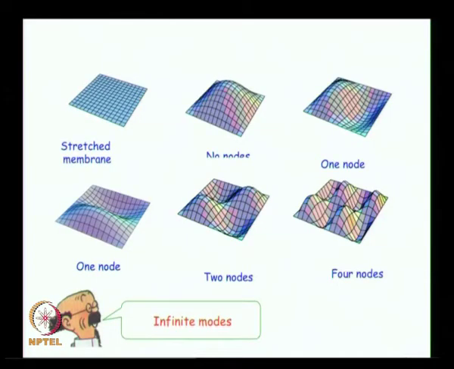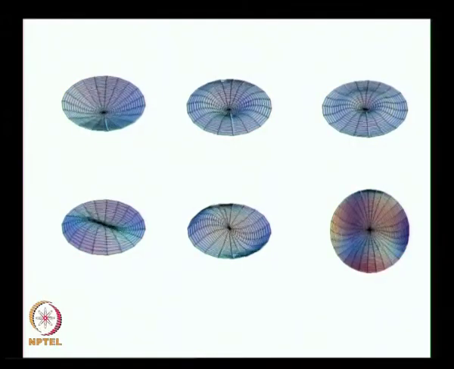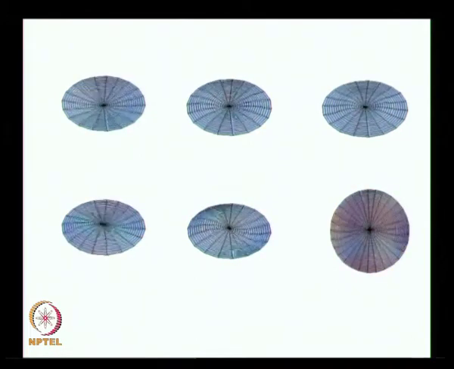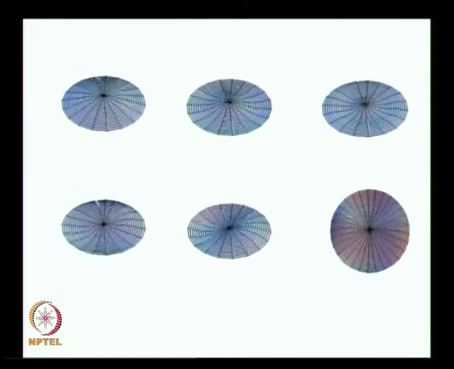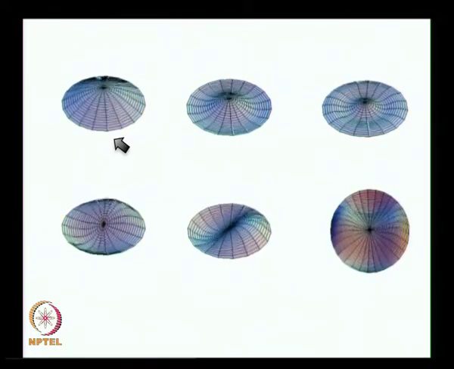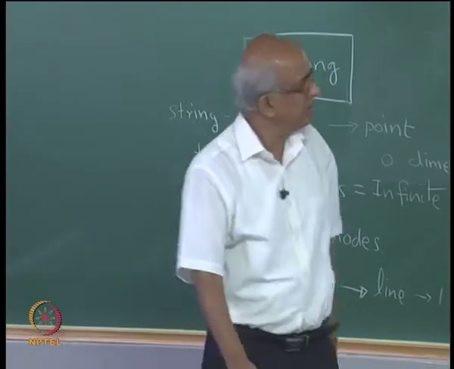Okay. So, there are infinite such modes. Now, as I said, the membrane, a drum, is circular usually. So, you may ask what happens if we have a circular membrane, shown here in this picture. You will see that there are nodes, but if you look at this one, this is the simplest possible standing wave pattern that you can have. It has no nodes, the whole of the membrane goes up and down.